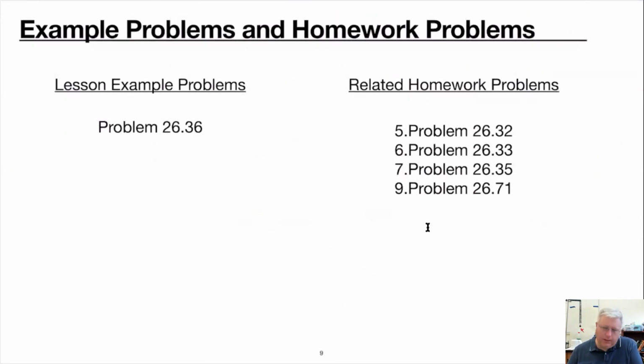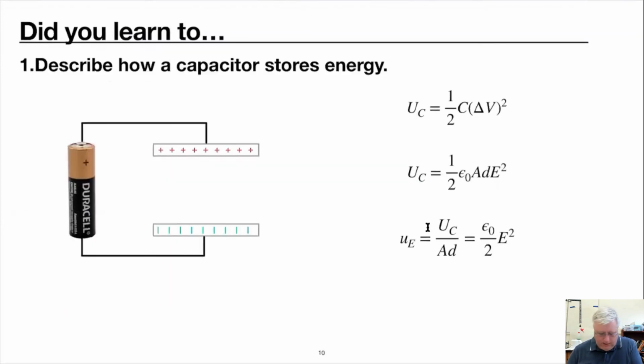Now you should be able to finish up homework 5, and there's another example problem that can help you out with energy density if you still need help with that. Did you learn to describe how a capacitor stores energy? We came up with a couple different ways to determine the energy within a capacitor, depending on whether we know the potential difference or the electric field. Even if you didn't know this, you could always find the electric field, plug that in, and you would get this anyway.